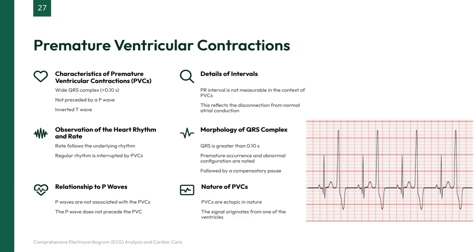The shape or morphology of the QRS complex during a PVC is both premature and abnormal. It's wider than usual and different in configuration, often followed by a compensatory pause, where the heart resets before the next normal beat. Finally, PVCs are ectopic, meaning they arise from an abnormal site, specifically, somewhere in the ventricles rather than the atria or the normal conduction system. This ectopic origin explains their premature nature and unusual pattern on an ECG.